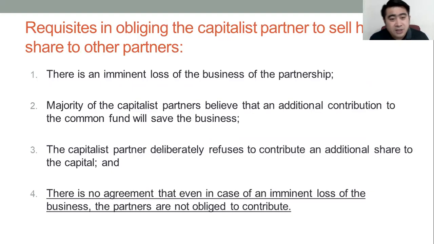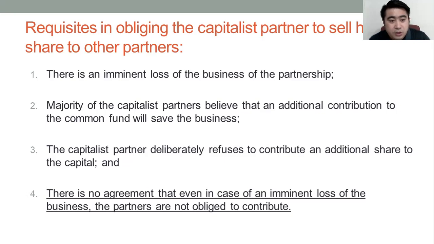What are the requisites in obliging the capitalist partner to sell his share to the other partners? Number one, there is an imminent loss of the business of the partnership. Does it always happen, class? Well, it often happens in a business, especially now during the COVID pandemic. Ang daming businesses na nagsasara. Alright? Nagsasara kasi tuloy ang bayad nila sa rent, ganyan. Tapos wala masyadong customer, lalo na during ECQ.